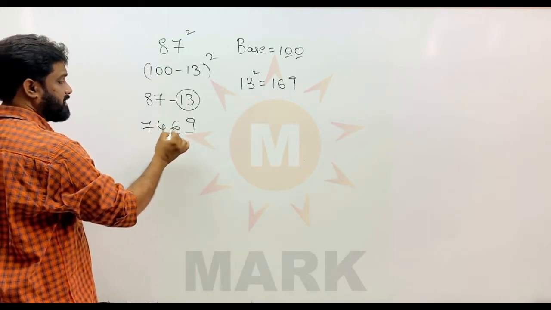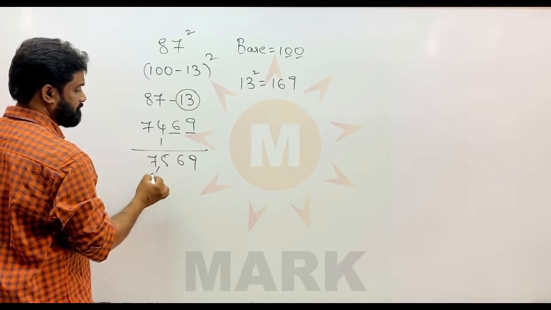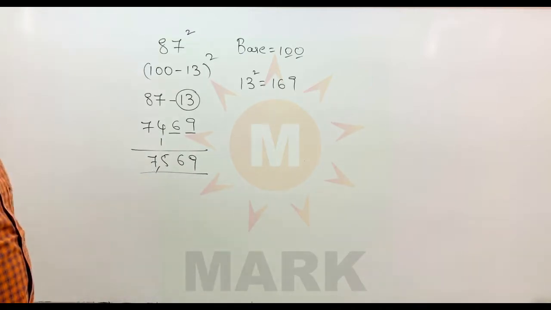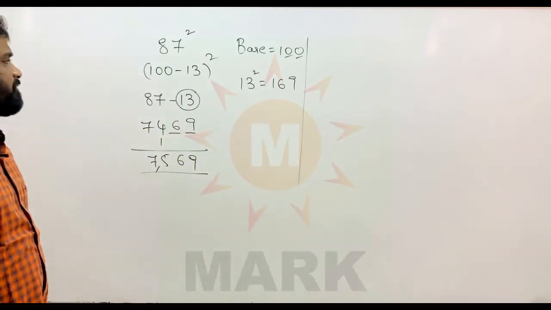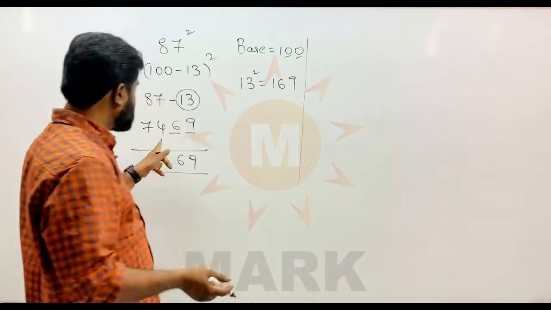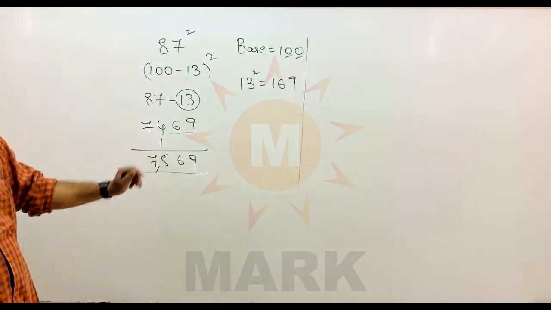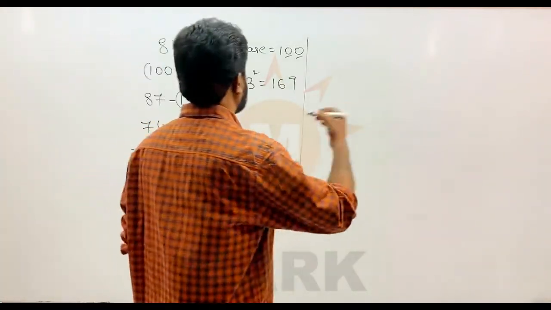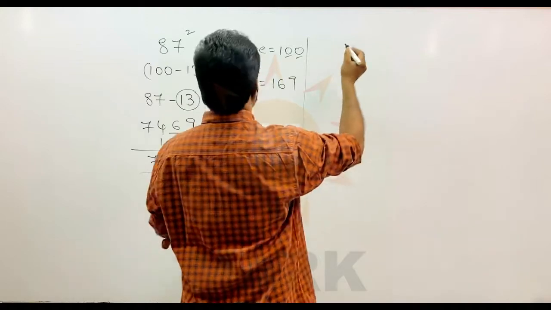9 here, 6 here, 1 carry forward. So this is 9, 6, 5, 7. So 7, 5, 6, 9 is the answer for this number. Suppose you take the higher one, with carry forwards. You have to start from the units place. If any carry forward is there, you write it like this and then add it up.